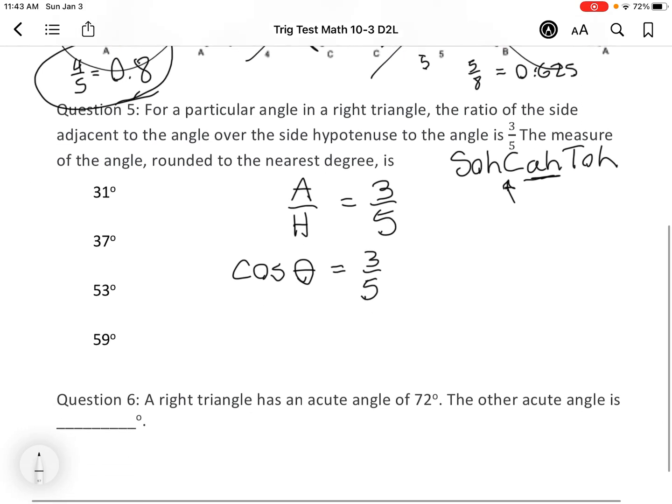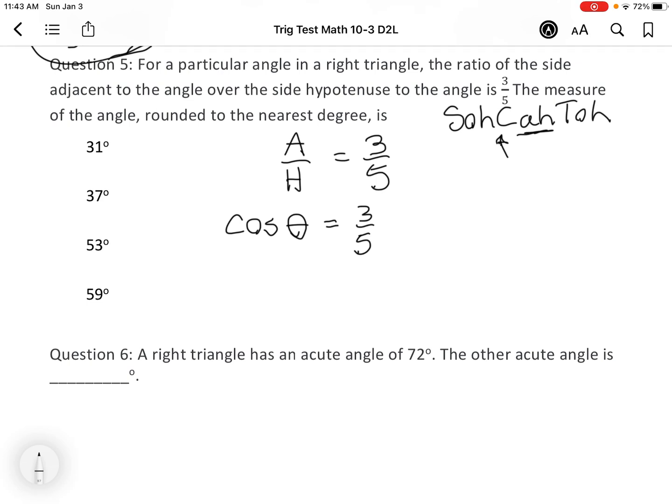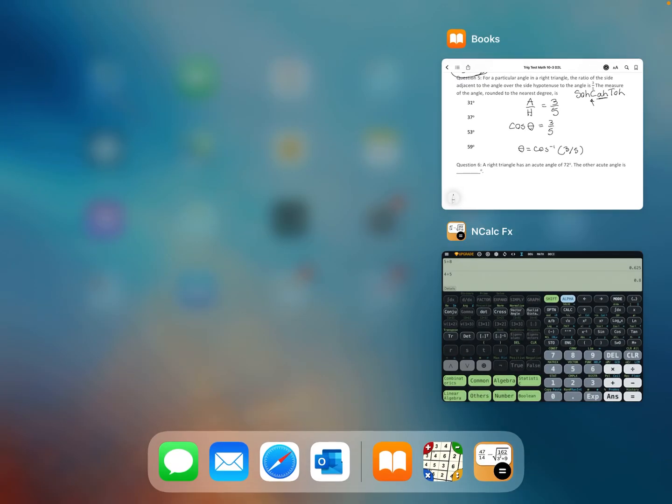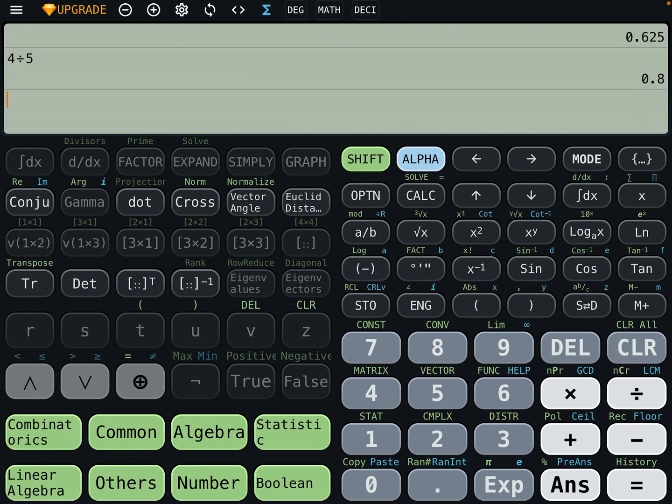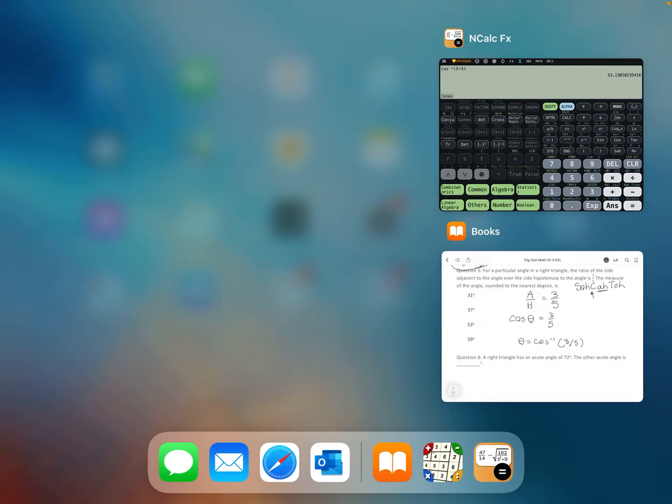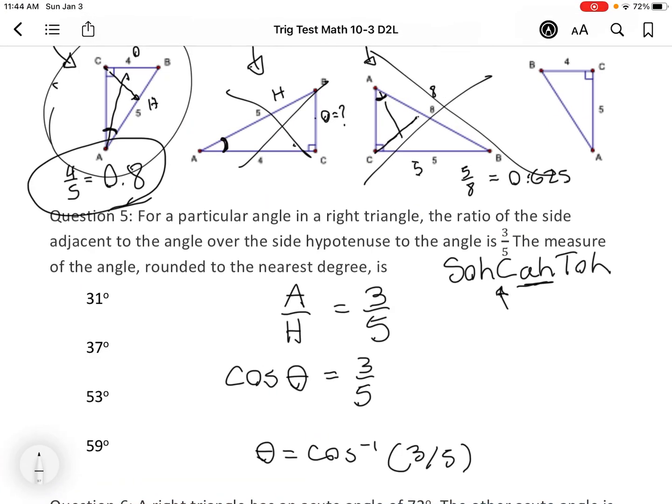What's the angle? Well, just like the very first question that we did, we have to use the inverse function, right? So we're going to go theta equals cos inverse of 3 over 5. And when we do that on our calculator, we have to use the shift button again to get the cos inverse. 3 divided by 5 equals, we get 53 degrees. Okay, so that's this one.